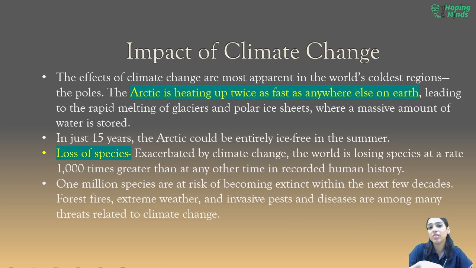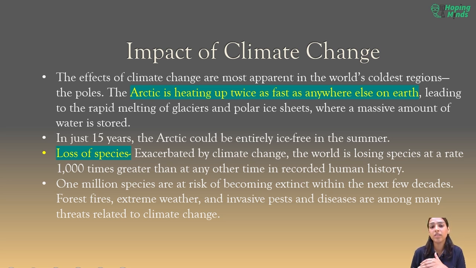The effects of climate change are most apparent in the world's coldest regions as well. We think that our actions only impact a little area where we are living. No. Even the uninhabited Arctic region is heating up twice as fast as anywhere else on this earth, leading to a rapid melting of glaciers and polar ice sheets, where a massive amount of water is stored. There's a melting of polar ice caps. We think sitting over here in continents like Asia, America, Africa, nothing is going to affect the Arctic Circle. But no, even the poles are having a big impact from what we are doing here.